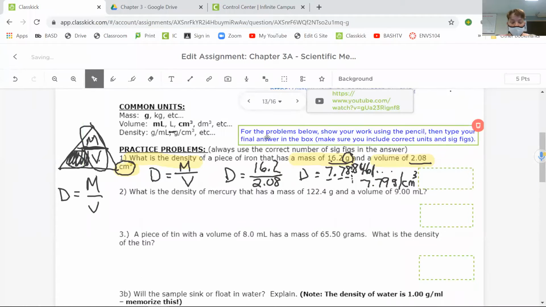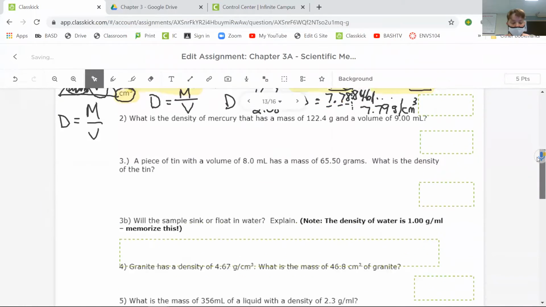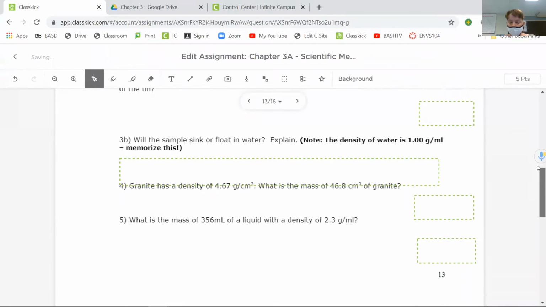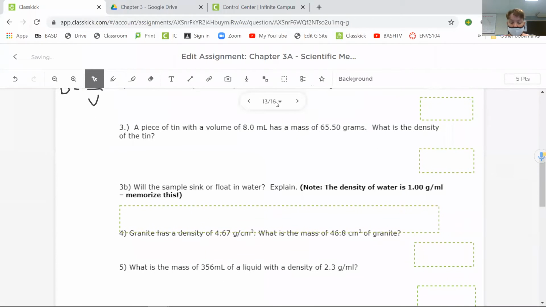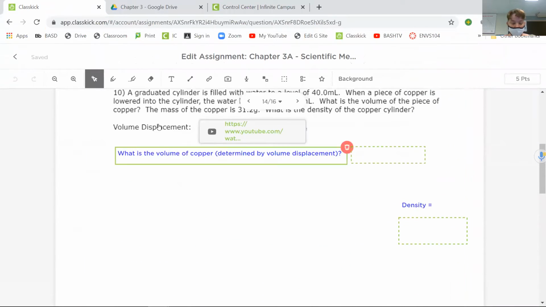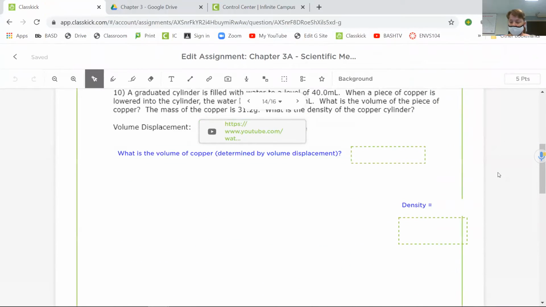Okay, so what you're going to do now is work on pages 13 and 14. You can skip 3B for now, unless you know the answer. We'll talk about that in a couple minutes. And you can also skip the very last problem on 14, which has to do with something called volume displacement. We'll talk more about that over the next couple of days.